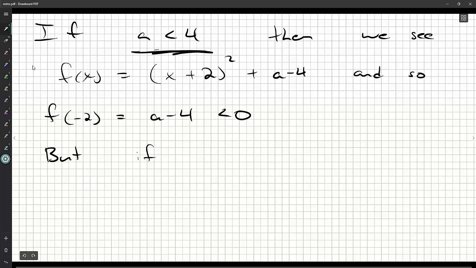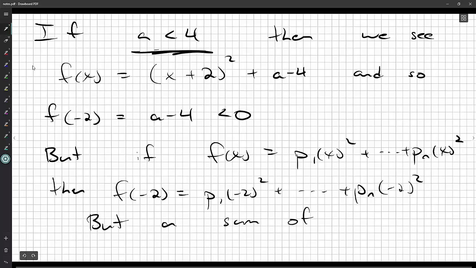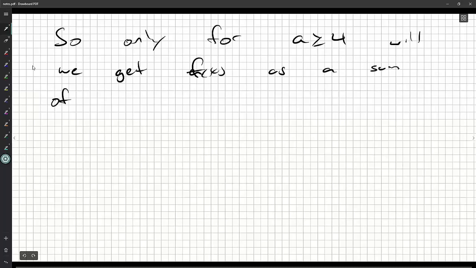But if f of x is equal to p1 of x squared plus all the way up to pn of x squared, then f at -2 should be p1(-2) squared plus all the way up to pn(-2) squared. But a sum of squares, and these are just squares of real numbers now. Plug in -2 for x, you can evaluate, you get a real number. But a sum of squares is always non-negative. So only for a greater than or equal to 4 will we get f of x as a sum of squares. And it turned out to be 2 squares. So that's kind of nifty.